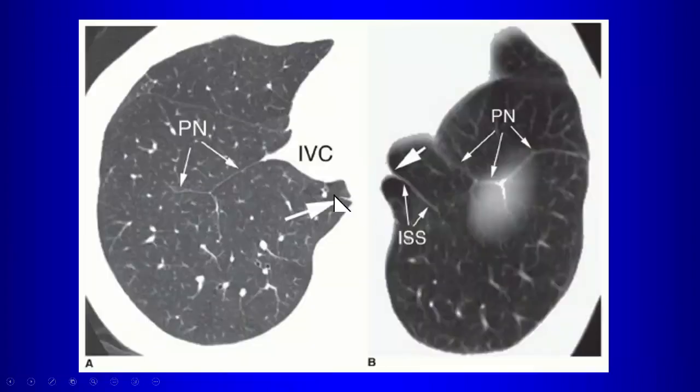Now, the pulmonary ligaments are related to the esophagus. So that's the pulmonary ligament there on this side. Here it is on the other side. Related to the IVC is the pleural reflection over the phrenic nerve. There it is on the right. There it is on the left.